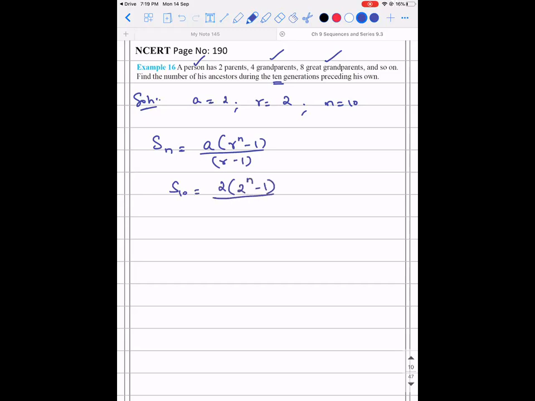That will be S10 is equal to A, which is 2, into 2 power 10 minus 1 divided by 2 minus 1. So 2 power 10 is 1024. So 2 into 1023, what is the answer? 2046 is the answer. Is it right?